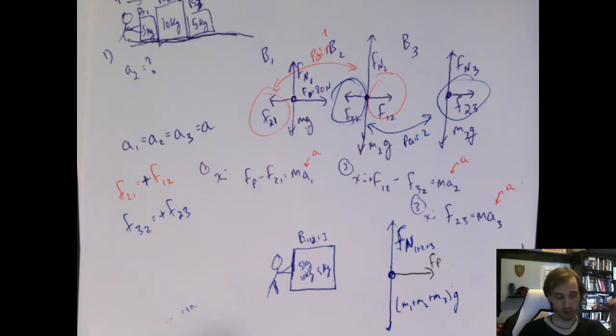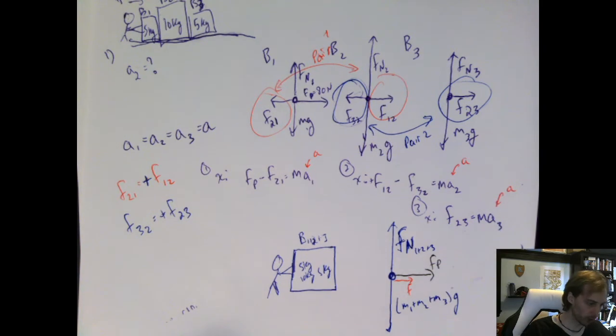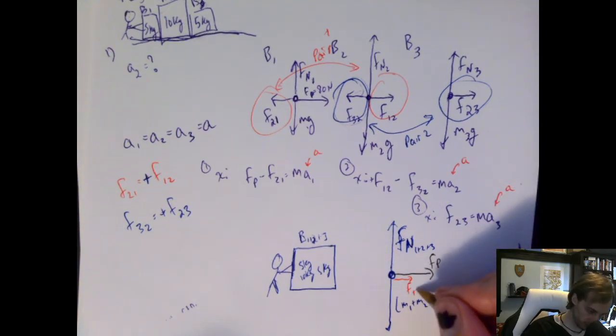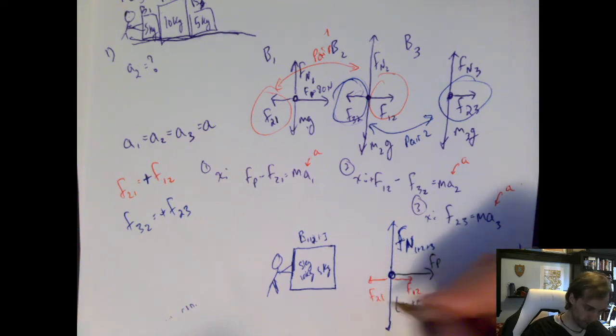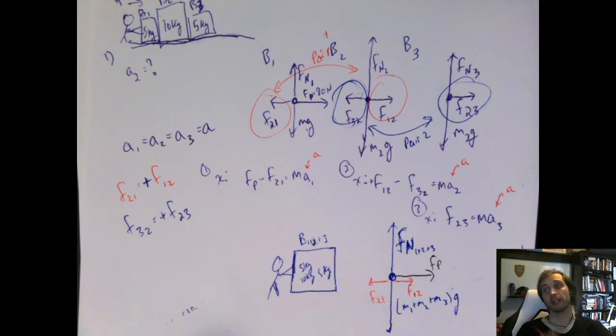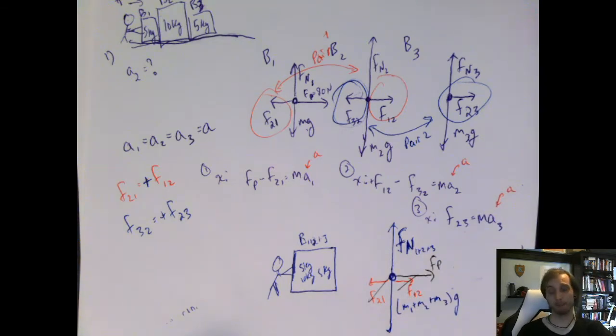Now there are some other forces that are here. In particular, if we think about F1.2, which goes to the right, and F2.1, which goes to the left, those are there. But by Newton's third law, they're always the exact same size and the exact opposite direction. So they cancel, and I don't have to care about them.